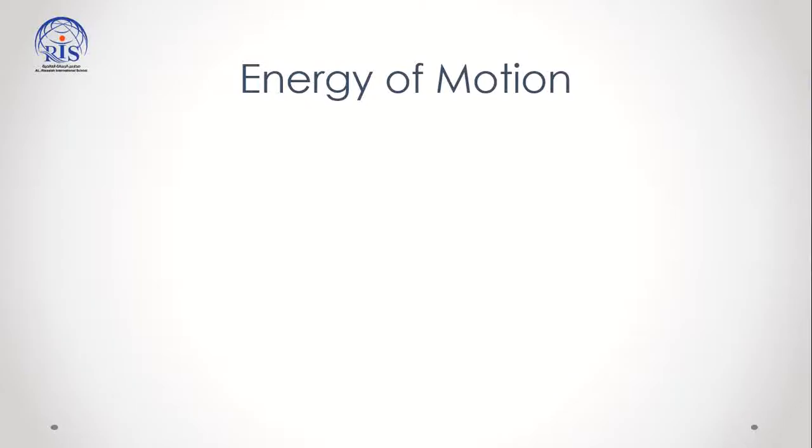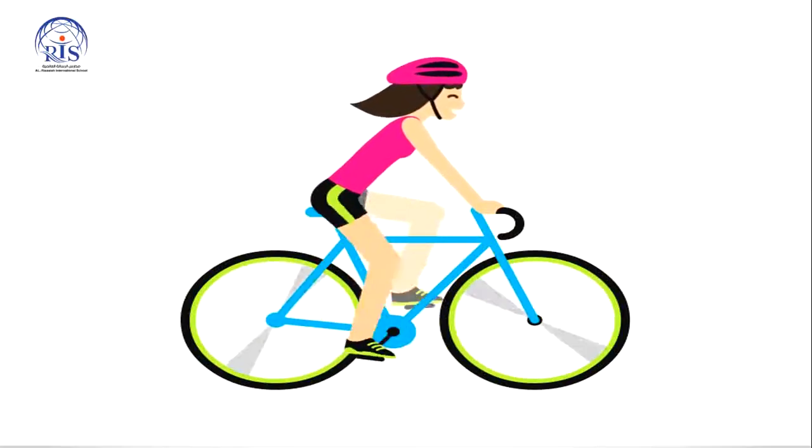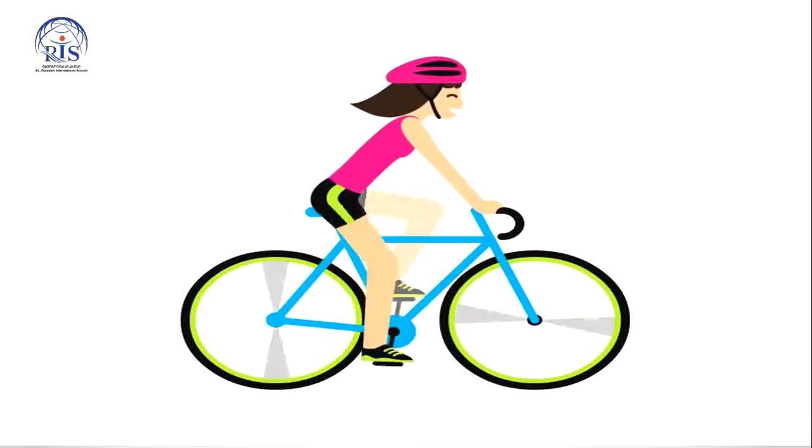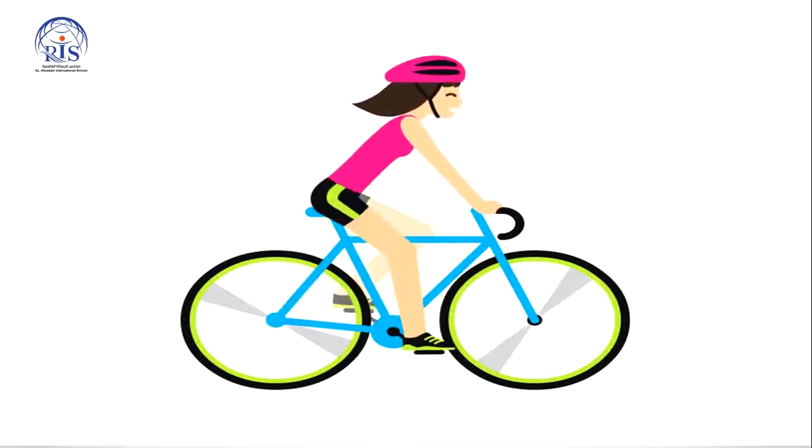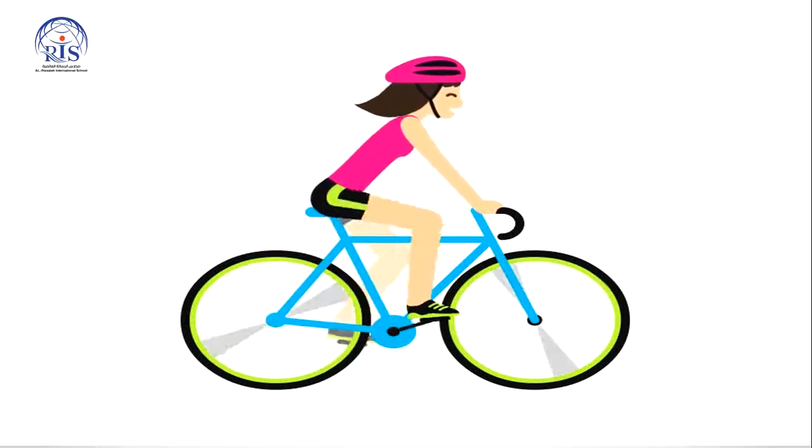The other form of energy is the energy of motion, or the kinetic energy. Kinetic energy, or energy of motion, is the energy an object has because it is moving. The energy of motion an object has depends in part on the object's speed. Let us say you are riding a bicycle. If you increase your speed, your kinetic energy increases. If you slow down, your kinetic energy decreases. If you stop, then you no longer have energy of motion.